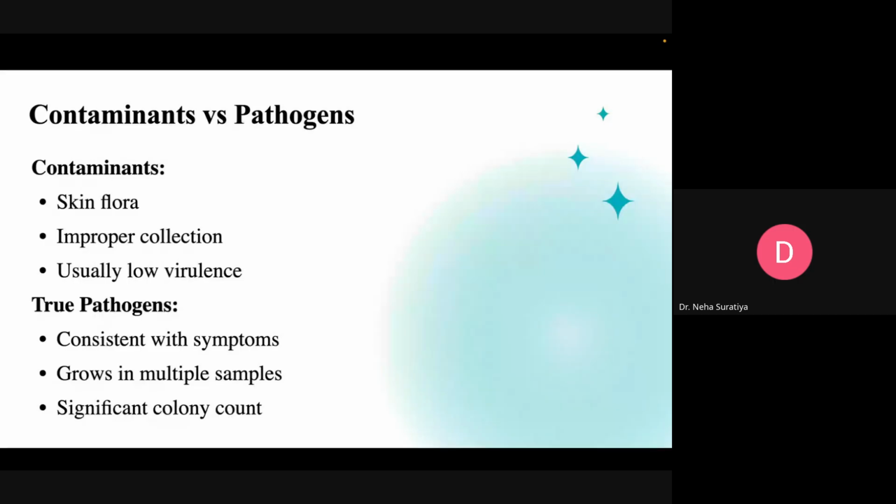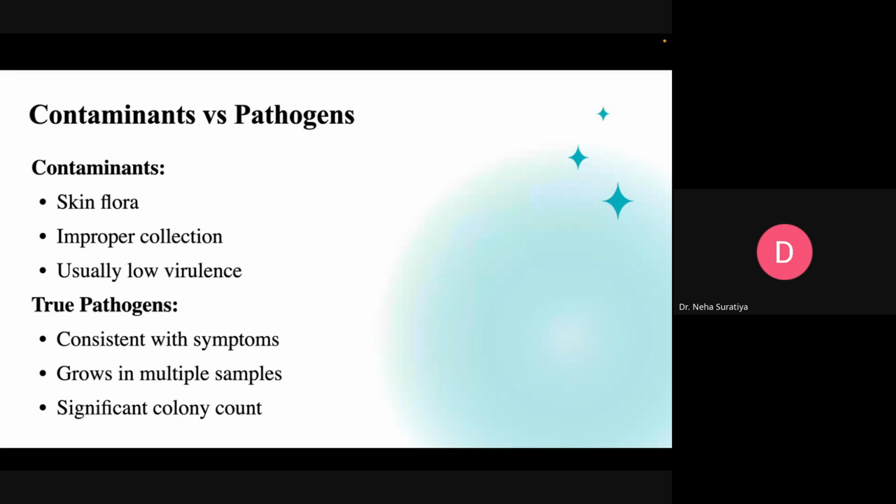So for an example, I can give you an example to understand this slide. For example, a person has fever, okay, plus blood culture is growing E. coli. So if fever is also coming and E. coli is seen in the culture growth, that means it is the true pathogen.